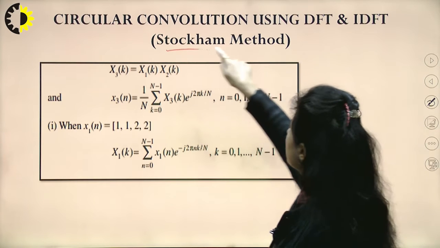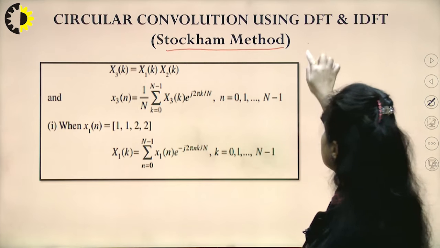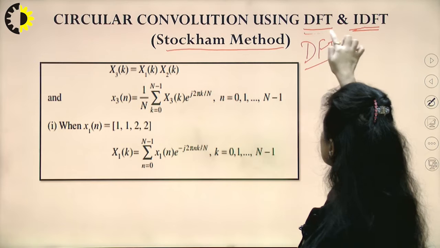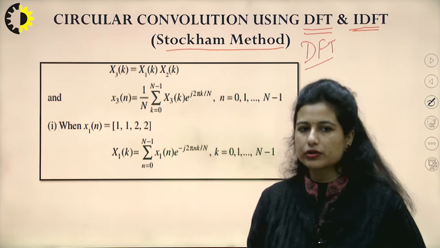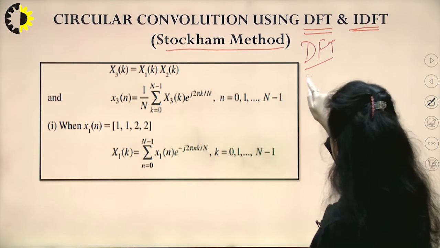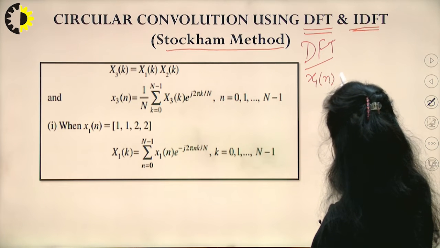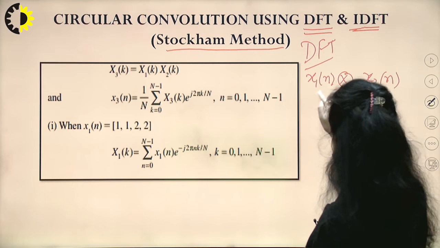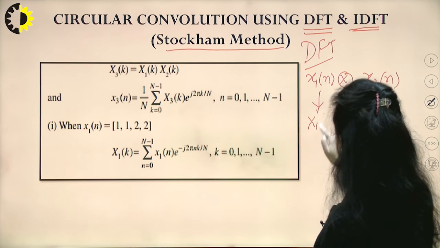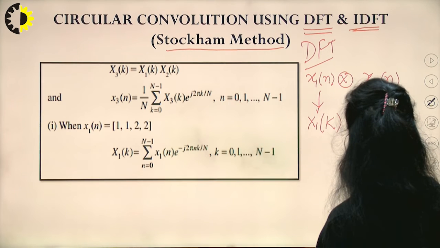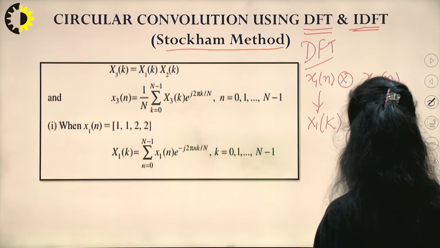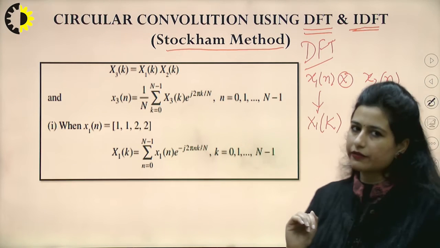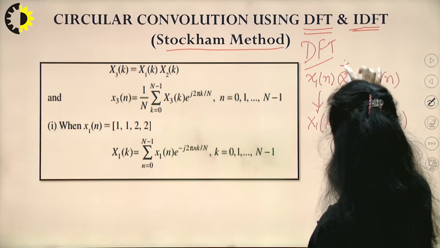The Stockham method is directly based upon the DFT and IDFT process. So this is basically based on the convolution theorem, which says if I am able to calculate convolution in the time domain, and if I am taking the Fourier transform, discrete Fourier transform of both the sequences, then convolution in the time domain is equal to multiplication in the frequency domain. So here I am talking about circular convolution.